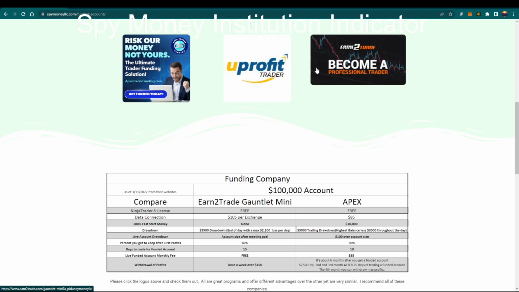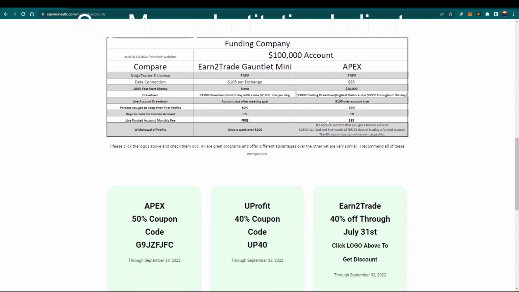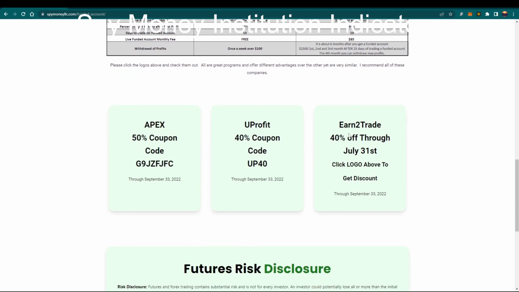The U-Profit and the Earn to Trade, both, as soon as you pass your evaluation, which is not hard, the way they do the drawdown is not hard. And once you get past, then you can do weekly withdrawals out of there. So with these two, once you make money, then you can pull it out quick. What I recommend is to make money, fund your live account, and start trading live, and you're a lot better.